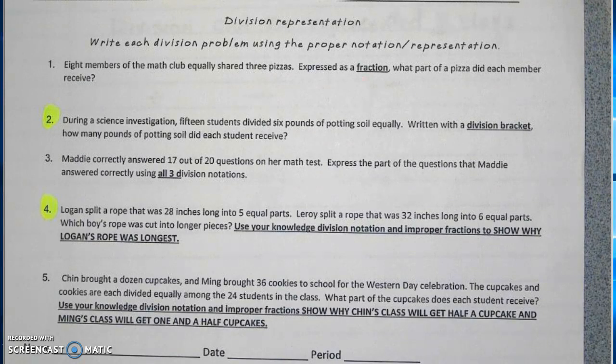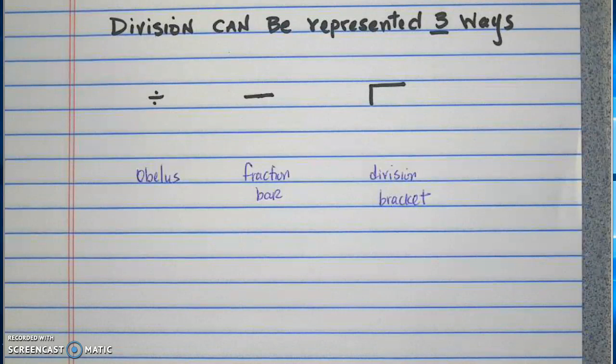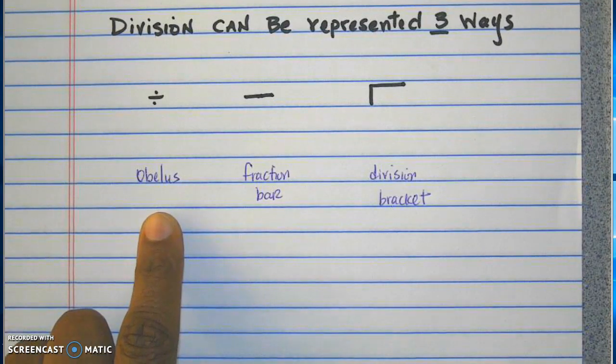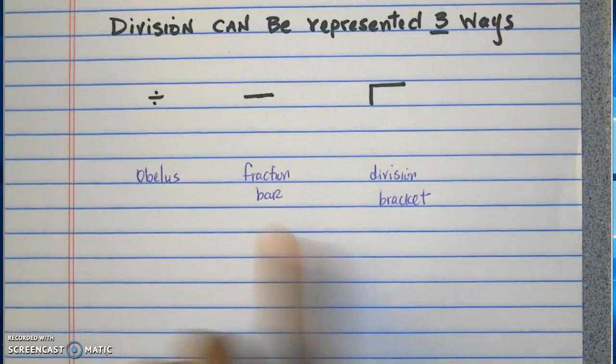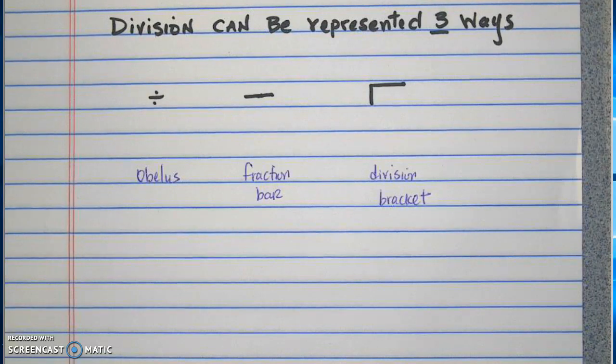Before we get started on the workout for tonight, let's review what division representation looks like. Division can be represented in three ways. We can see division with the obolus, the division sign. We can see it as a fraction with a fraction bar, or we can see it with the division bracket, or sometimes called the division house.